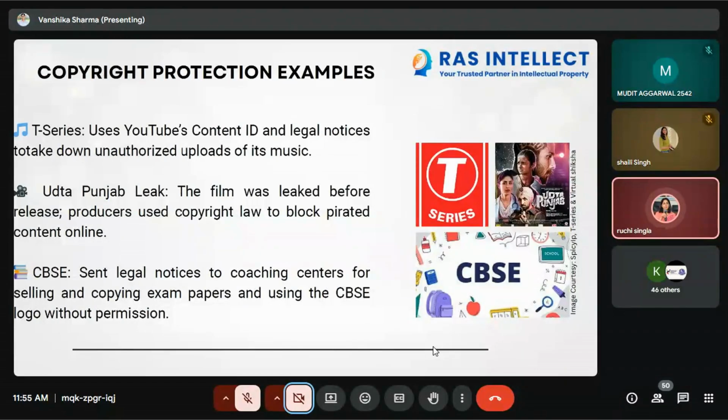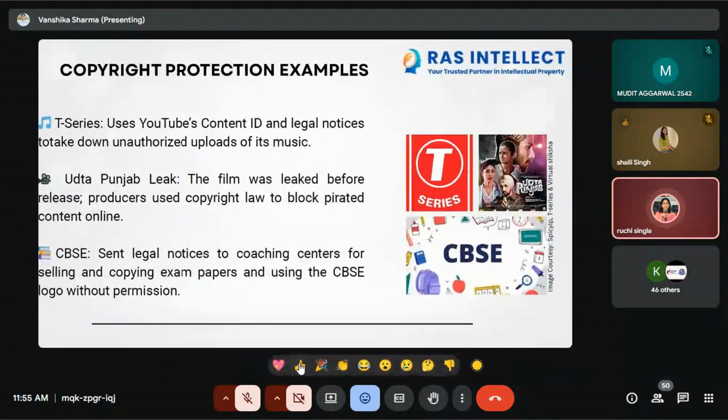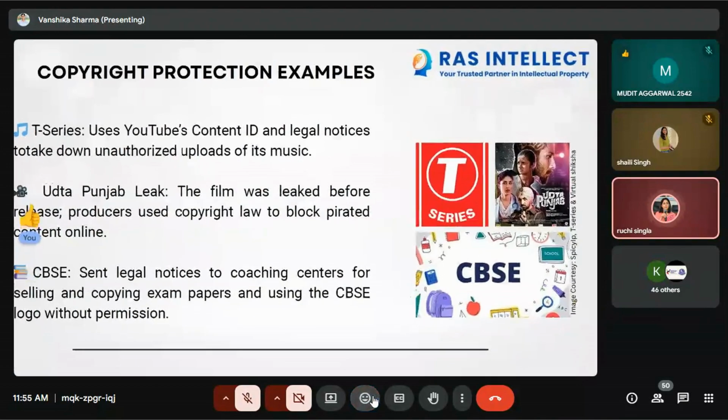CBSE sent legal notices to the coaching centers for selling and copying exam papers and using the CBSE logo without permission. So even the logo, this NITI Aayog logo, you cannot use the logo without permission. So this is the copyright protection.